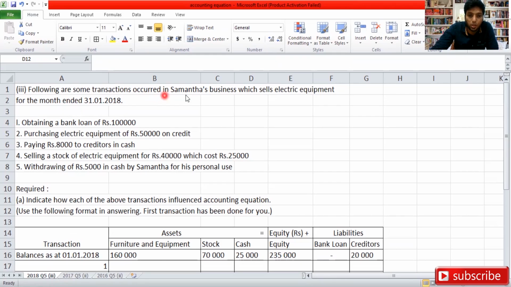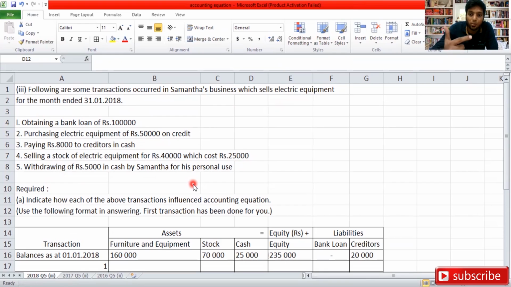Following are some transactions that occurred in Samantha's business, which sells electrical equipment, for the month ended 31st, 2018: obtaining a bank loan of rupees 100,000, purchasing electrical equipment of rupees 50,000 on credit, paying rupees 8,000 to creditors in cash, selling a stock of electrical equipment for 40,000 which cost rupees 25,000, and withdrawing 5,000 in cash by Samantha for his personal use. Before we move on to the question, you need to remember a few things.